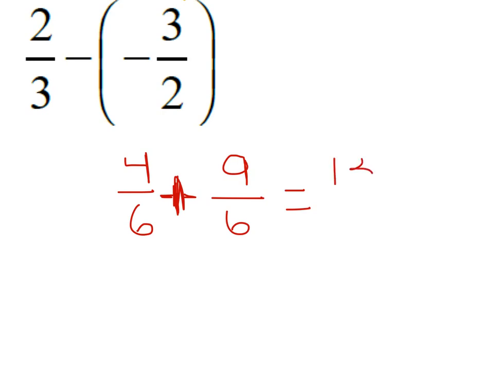So then that would be 13 over 6, right? What do you think? It's 6. Is that right, you guys? Yeah. Why isn't it 12? Because the denominator. Why is it not 12?